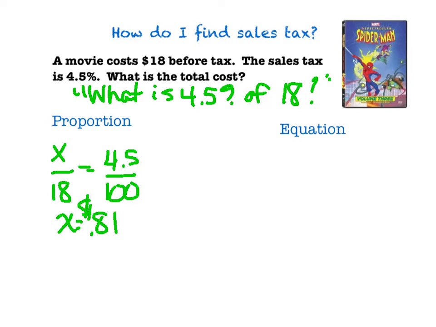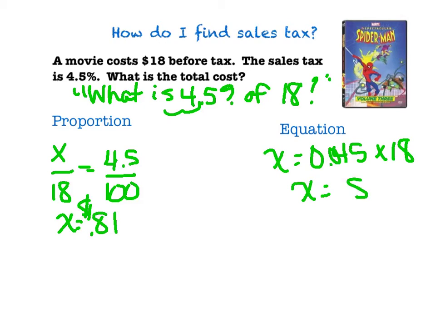All right? By doing this as an equation, I would be asking X is equal to 4.5%, and again, you have to turn that into a decimal before you can be multiplying with it. 0.045 times 18. So if you plug that into your calculator, I'm going to get the same amount where X is equal to 81 cents.